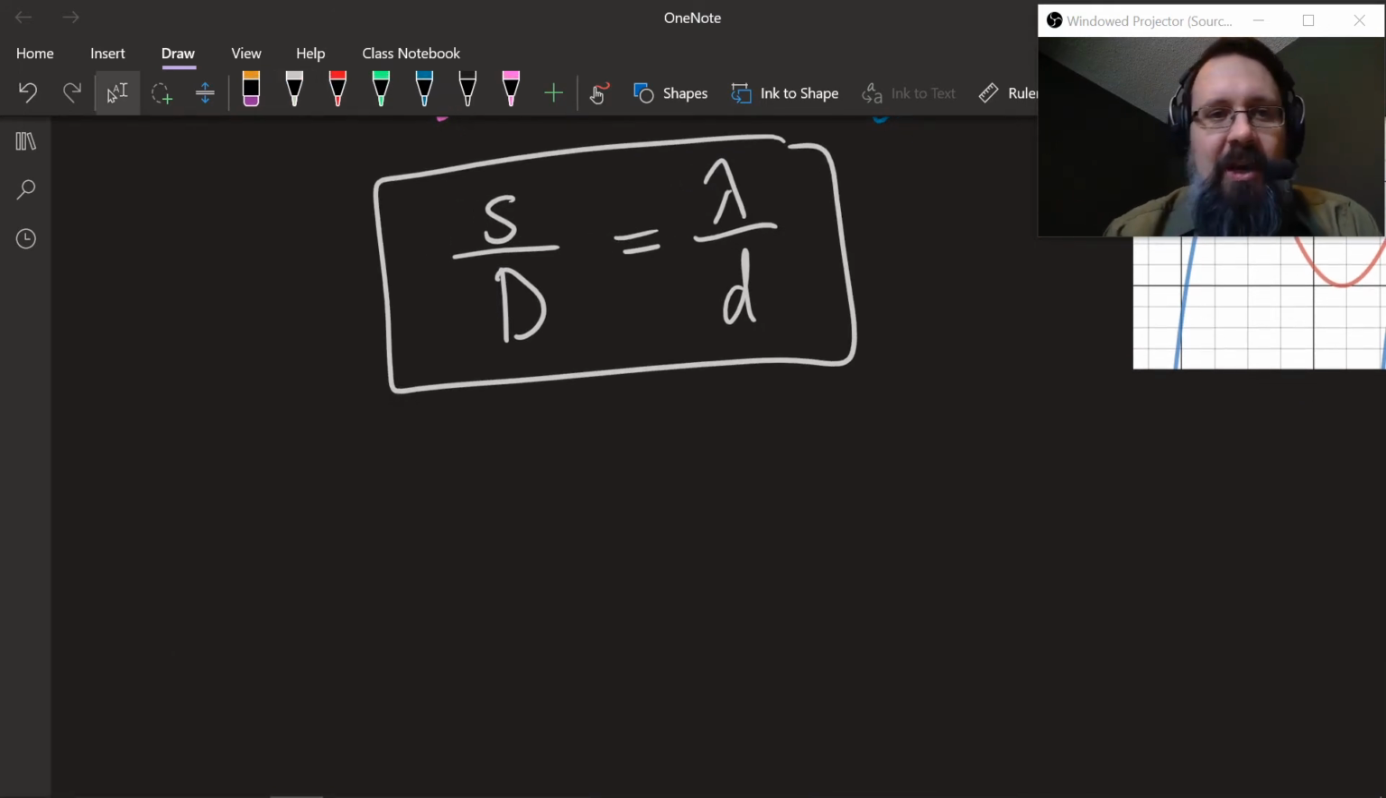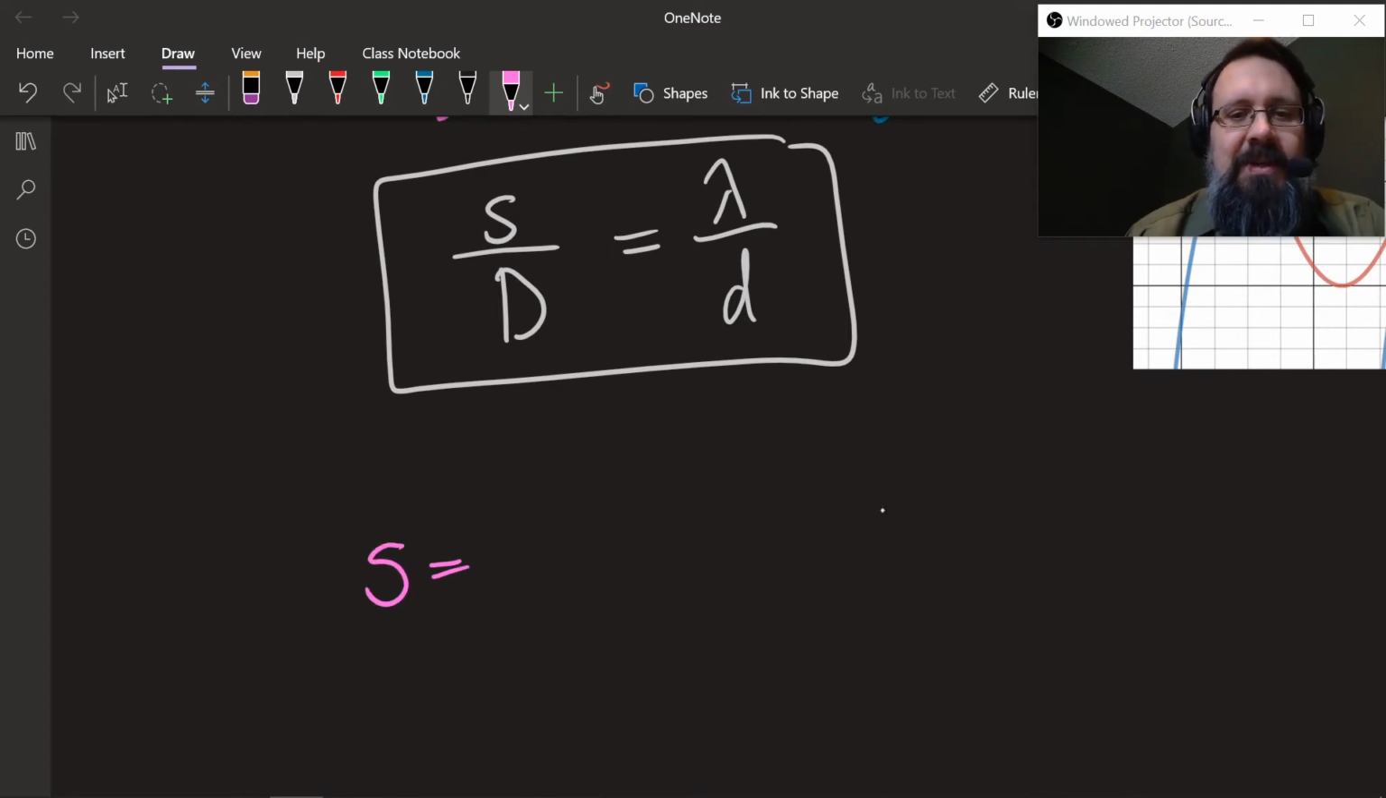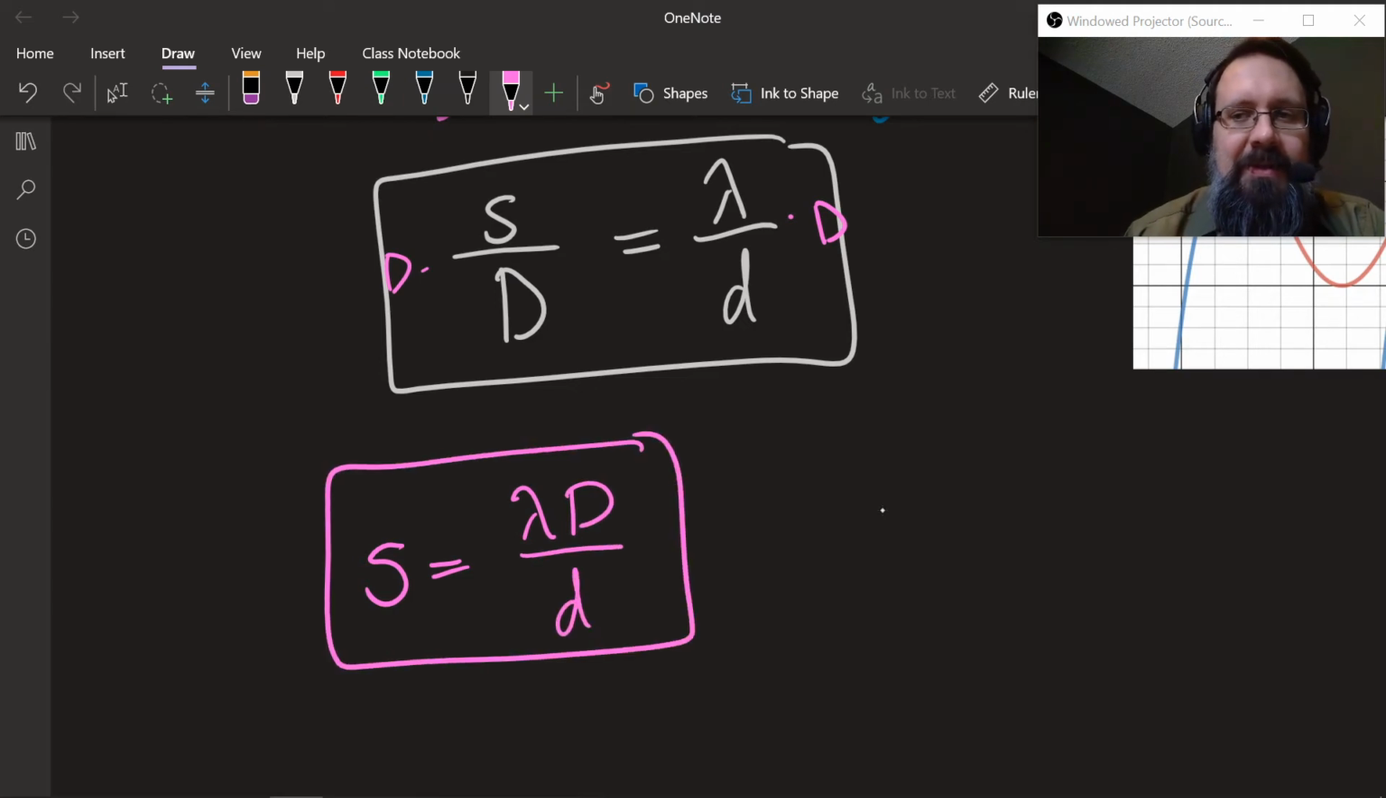What we want to do is solve this for the fringe spacing. So the distance between the fringes is going to be S. Solve this for S. We just multiply both sides by capital D, and you get this equation which says lambda capital D divided by little d is the fringe spacing.